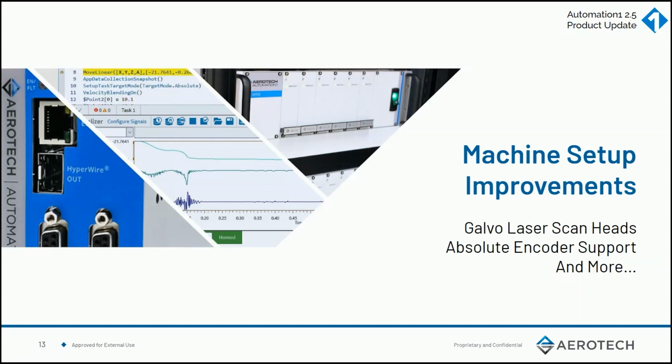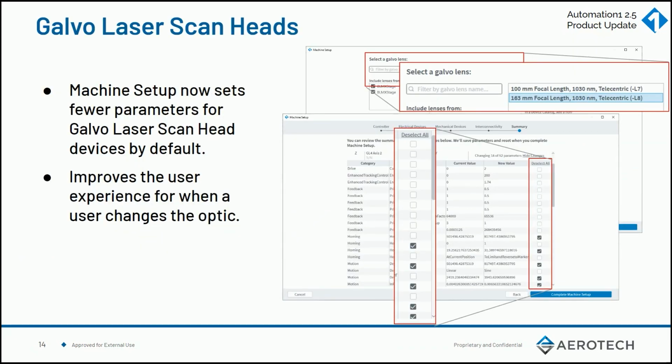All right, let's jump into the machine setup improvements. As you guys know, machine setup is our tool for easily setting up your axes of motion. First, some improvements to the Galvo laser scan heads in machine setup.